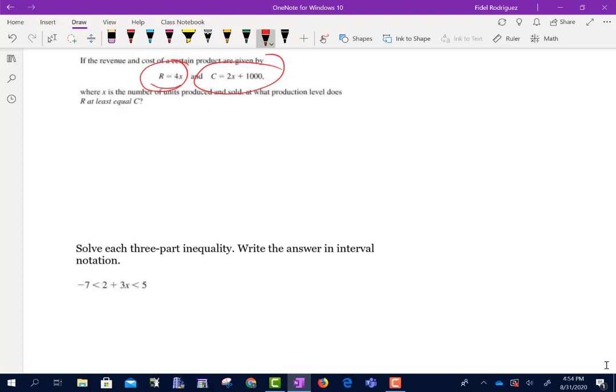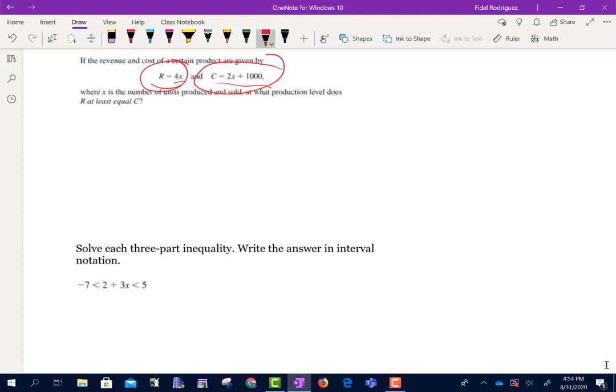Okay. So revenue, just to give you an idea, I don't know, I'm going to make this up. Suppose I'm making, I don't know, I'm going to call it a widget. I'm making widgets, and I sell them for $4 each. So for every widget that I make, it costs me $4.